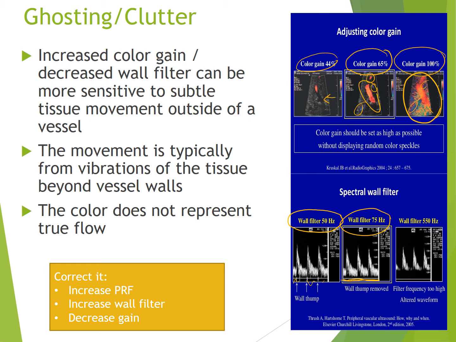You never know. If we were to turn our wall filter up super high here, we have it at 550 Hertz, we're saying only display anything that's higher than that. We've got this huge gap from our baseline up to where our waveform starts. We've really changed how that waveform looks. So not only can we falsely represent our waveforms by turning the wall filter up too much, we can falsely represent them by having it too low, and we're getting that extra noise or that ghosting and cluttering within our spectral waveforms. So how do we correct it? We're going to want to increase our PRF, increase the wall filter, or decrease the gain.